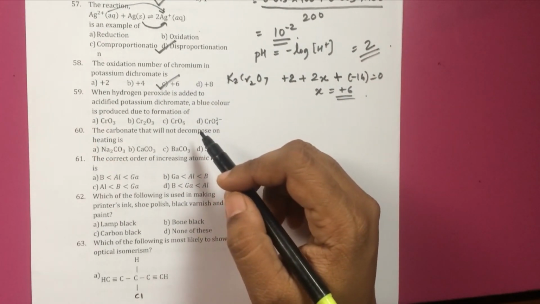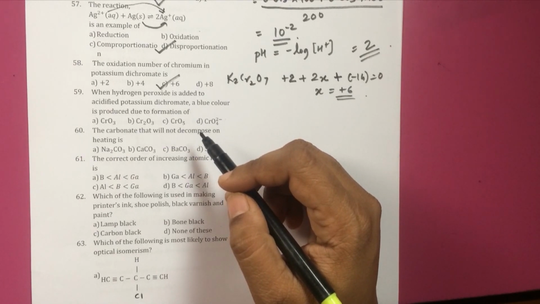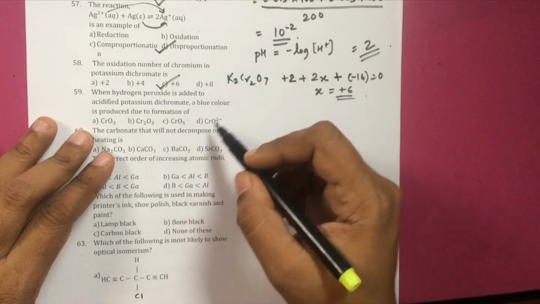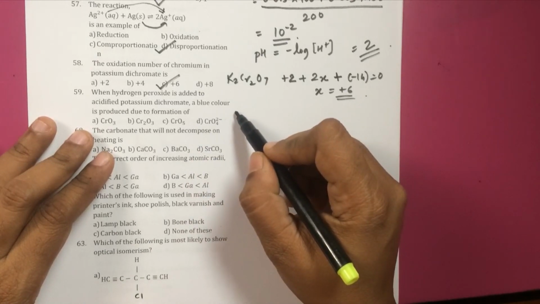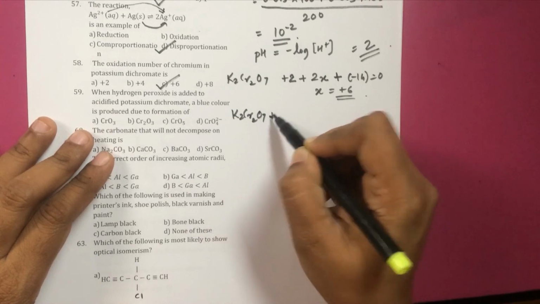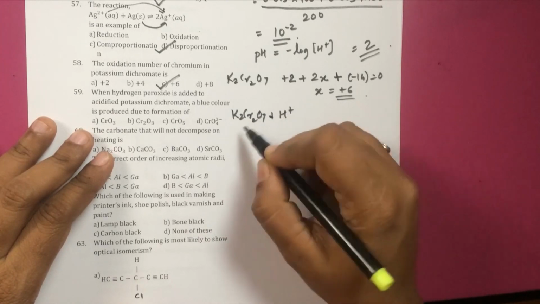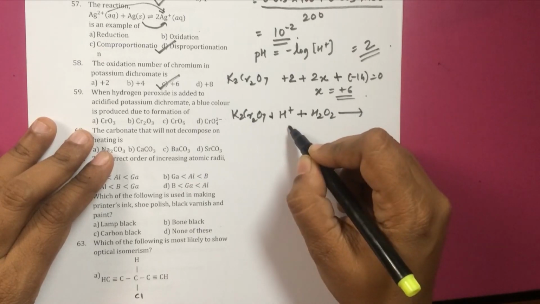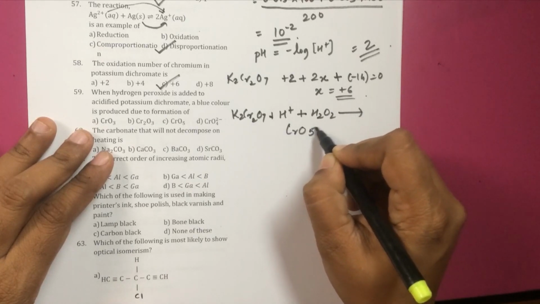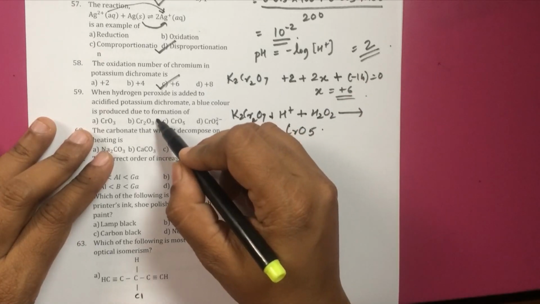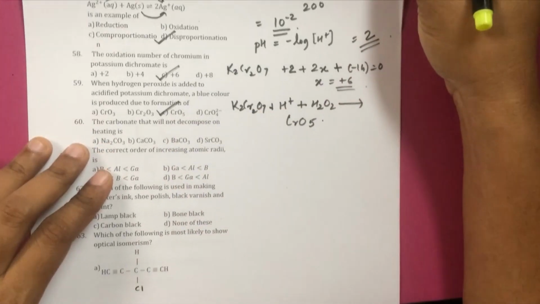Question number 59. When hydrogen peroxide is added to the acidified potassium dichromate, the blue color is produced. Now, potassium dichromate, that is K2Cr2O7, when acidified, that means in the presence of H plus, is allowed to react with H2O2. The potassium dichromate changes to CrO5, that is the peroxide of chromium, which is blue in color. Therefore, option C.